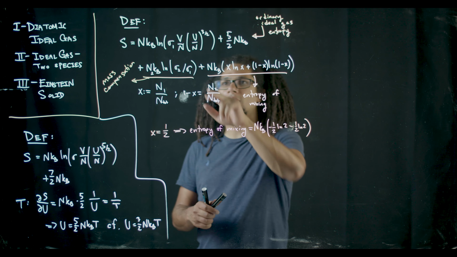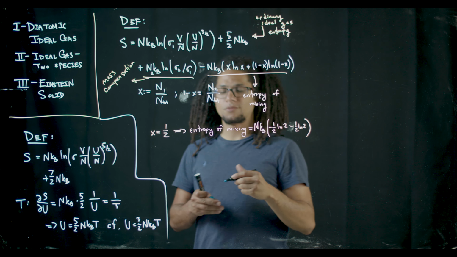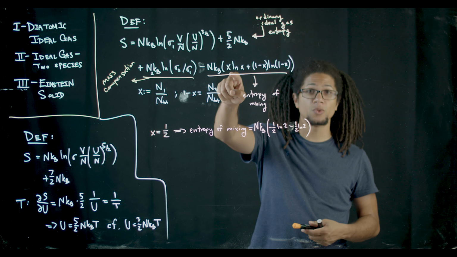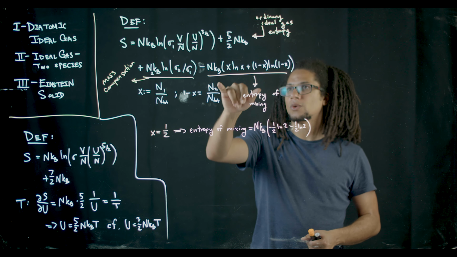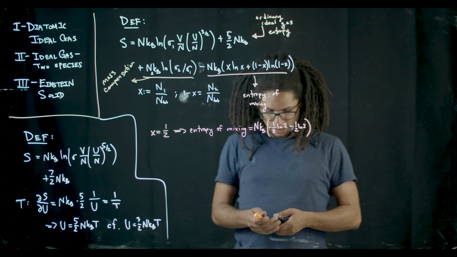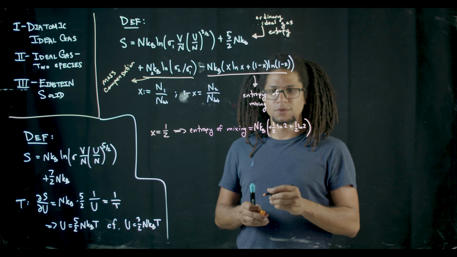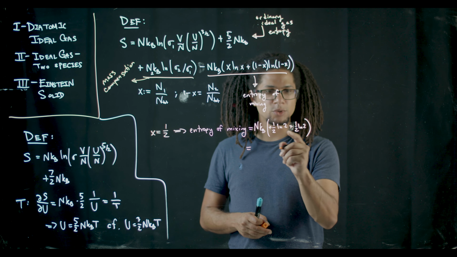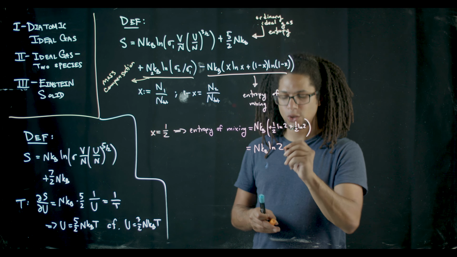I'm realizing actually here that I made a sign error. This should be negative so that the entropy of mixing is positive, which it should be. Since x is going to be between 0 and 1, this log is always going to be negative, as is this log. So in order for this whole term to be positive, we need a negative sign here. In any case, if we distribute that negative sign through, these will become positives, and so we would get 1 times log 2 times nk_B, so just nk_B log of 2.